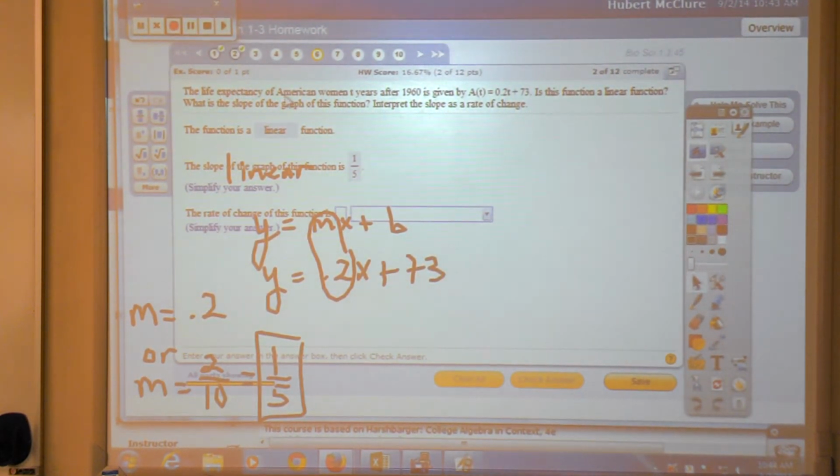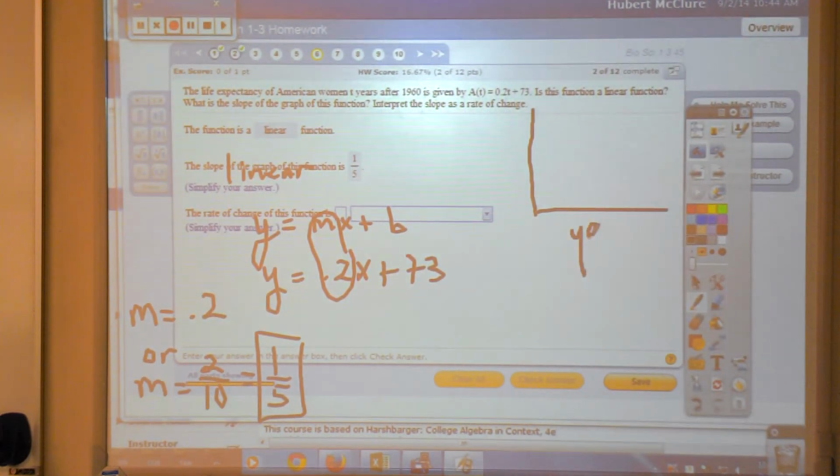Let's look again. The life expectancy of American women 2 years after 1960 is given by A of t is equal to 0.7 years. So years, right here, is your x. Years is x. So as years go along the x-axis, oops, can't draw with a mouse. As the years go along the x-axis, what's the y-axis? Life.